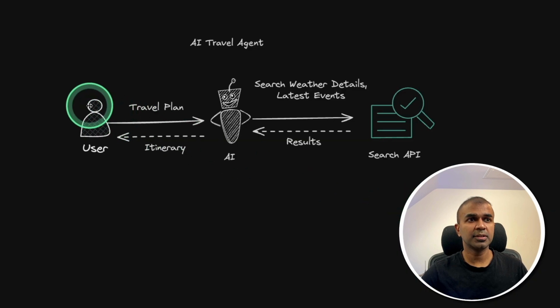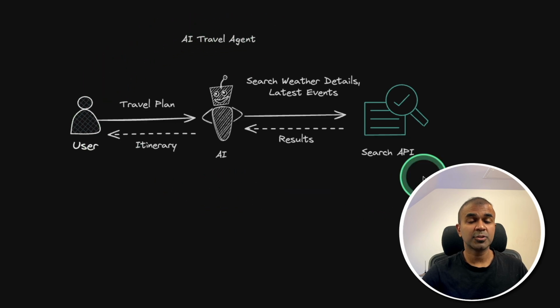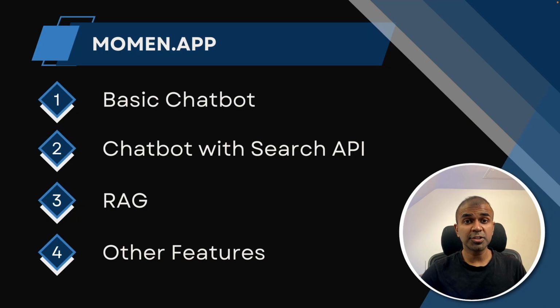So this involves the user requesting the travel plan to AI, and the AI searches weather information, latest events using search API, that is Tavily search. Then the results are sent back to AI, and the AI prepares the itinerary and sends that back to the user. So all these things are happening behind the scenes. So how can you develop this? I'm going to take you through step by step how you can create a basic chatbot with search API, how you are able to integrate RAG features and other features from Momen.app.